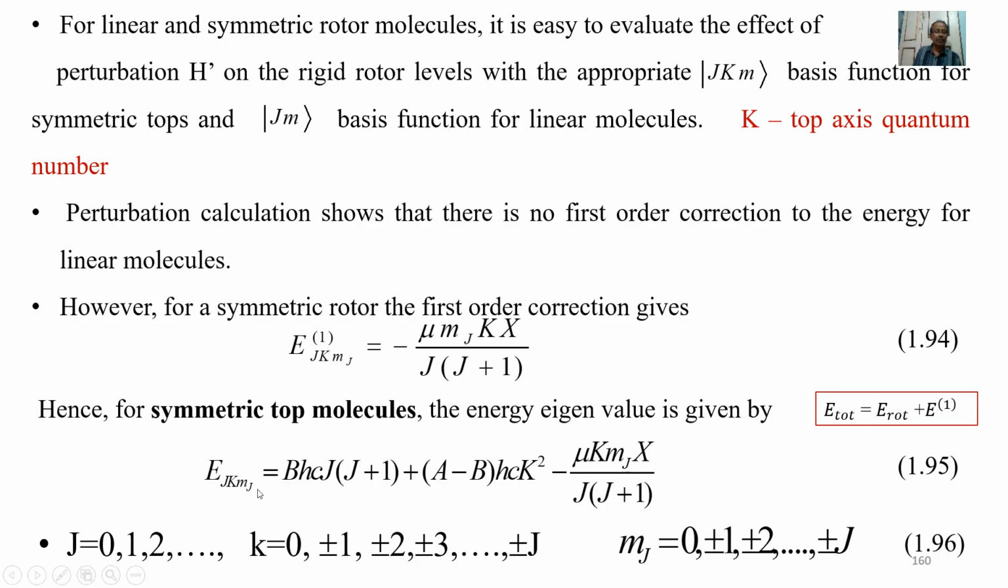So E of J, K, M_J, which depends on all three quantum numbers J, K and M_J, is equal to B h c J times J plus 1 plus A minus B h c K squared minus mu K M_J X divided by J into J plus 1. Here J equals 0, 1, 2, and K goes from 0, plus or minus 1, plus or minus 2, up to plus or minus J. K depends on J. Whereas M_J equals 0, plus or minus 1, plus or minus 2, up to plus or minus J.